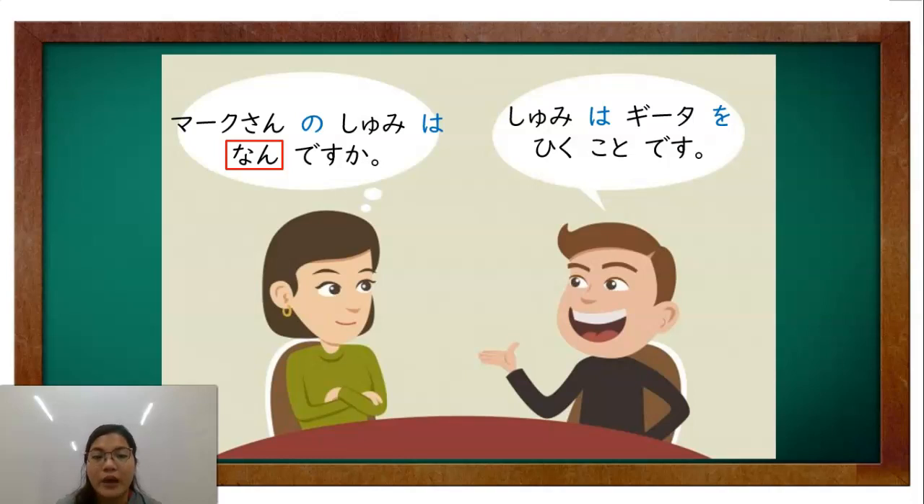Okay, so, Mako-san's hobby is to play the guitar. Okay, hiku is to play the guitar. Okay, yan yung verb natin to play a string instrument. Hiku. Okay, so, ganyan lang po gagamitin si shumi, then verb or either noun, then koto.